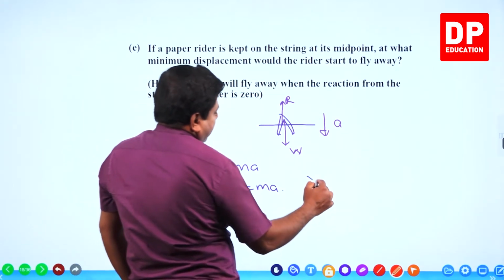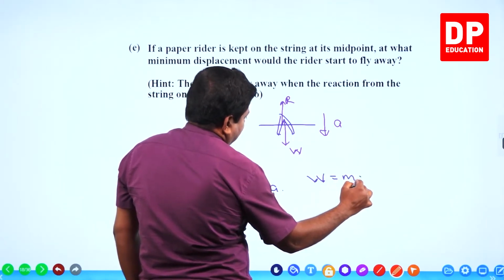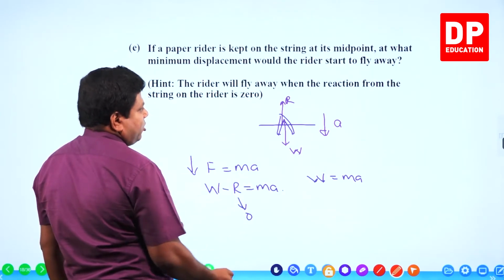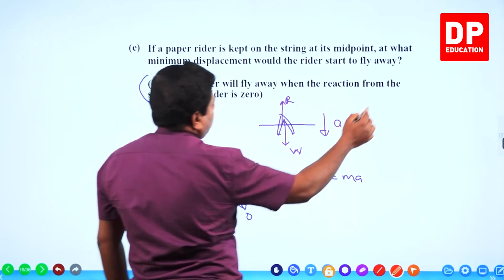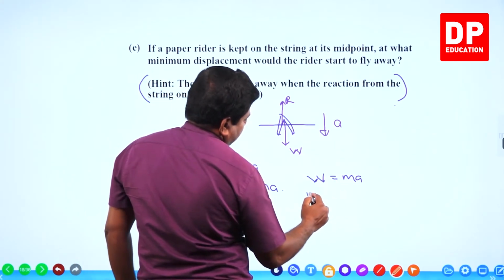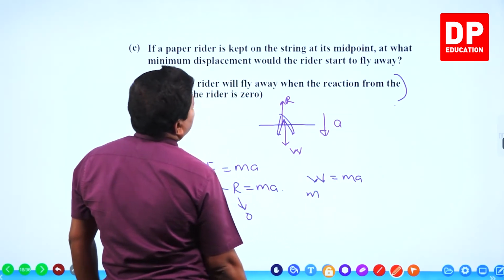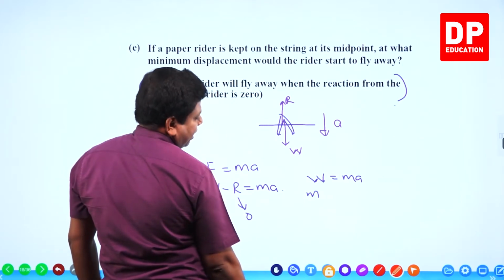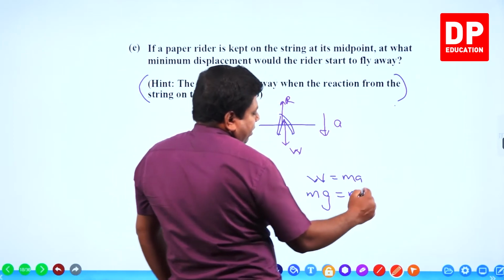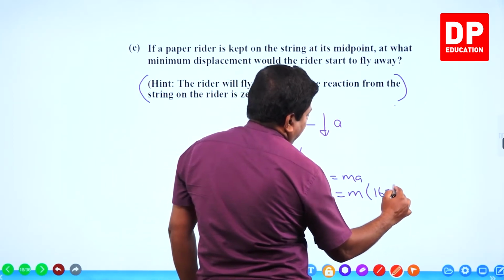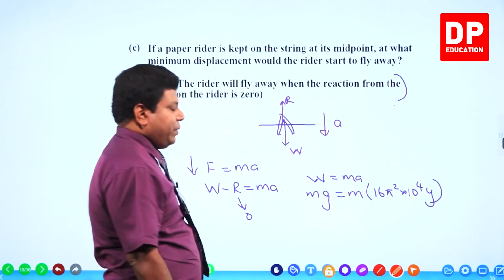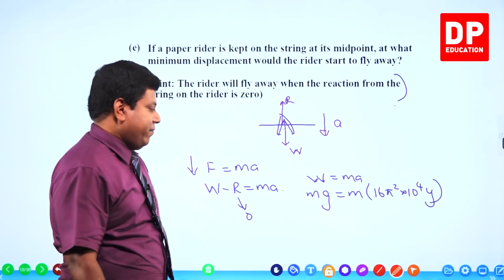Then you can say W equals ma. Why is it 0? Since the rider has to fly away, the reaction has to be 0. That's what the note also says. The hint also says that. Right. W, let me say mg. What's the minimum displacement they asked? Okay, mg. M into A was given, remember, 16 pi squared into 10 to the power 4 y. Remember? That was the equation for acceleration they gave.